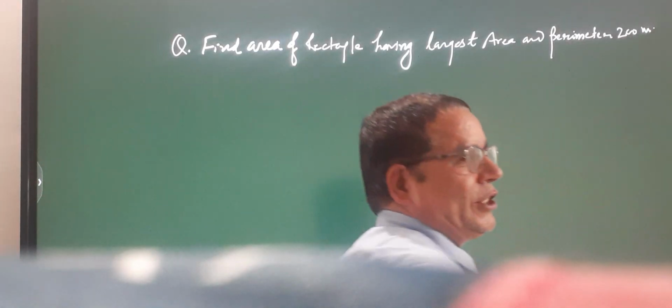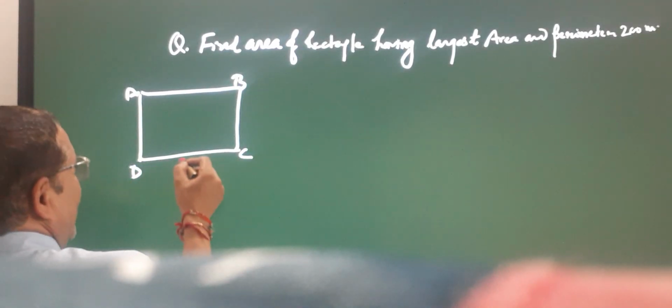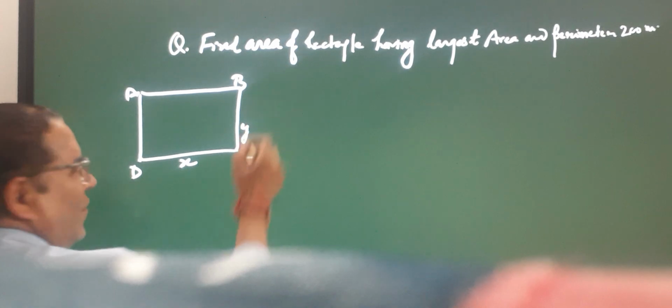meters. This is the question. Find the area of the rectangle having the largest area, and the perimeter is 200 meters. So for that, what will we do? This is a rough figure. This is rectangle ABCD. Its dimensions are, suppose, x and y.